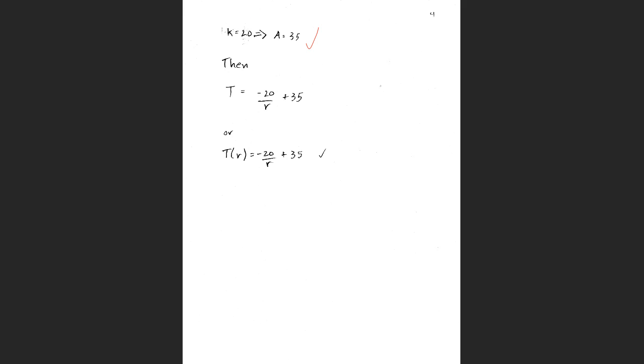Okay, and so if I go to the next page, k is 20. Now a equals 35, and why is a equal to 35? Well, remember from the previous page that a is equal to 15 plus k. So if k is 20, then a equals 35. And so therefore, our temperature function equals negative 20 over r plus 35. Okay, and that's our answer.